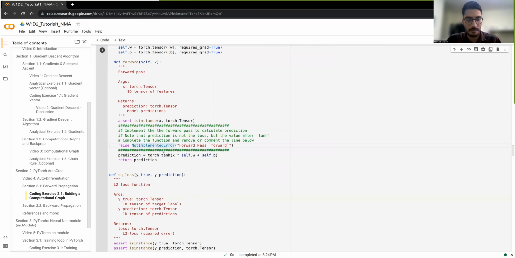After finishing the implementation, we comment out the raise exception code line.